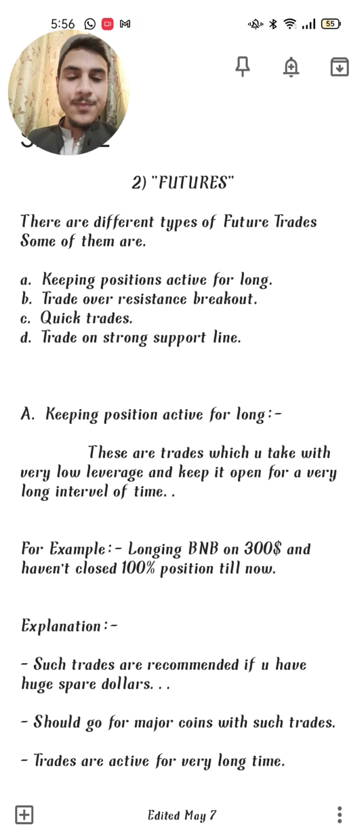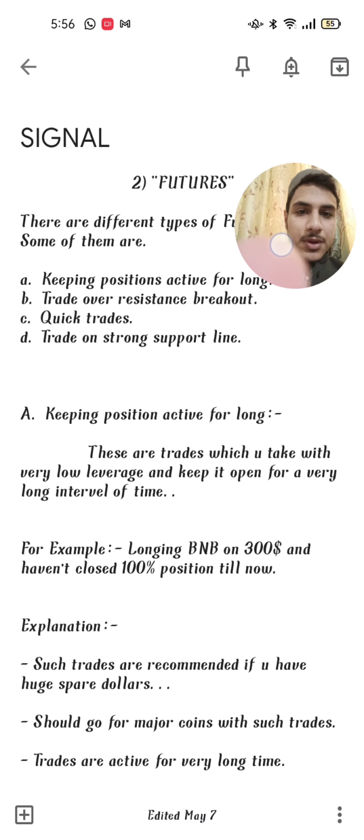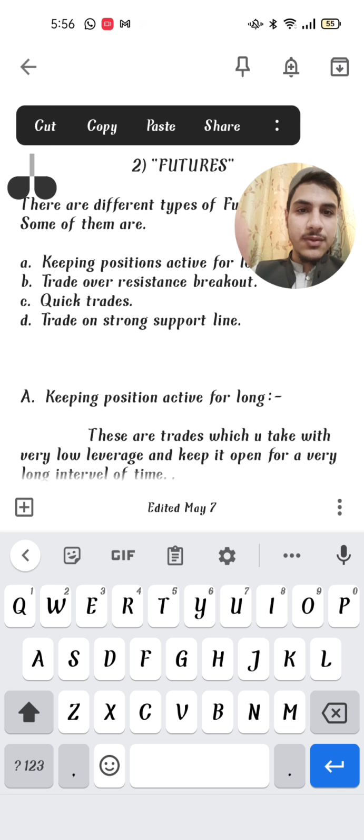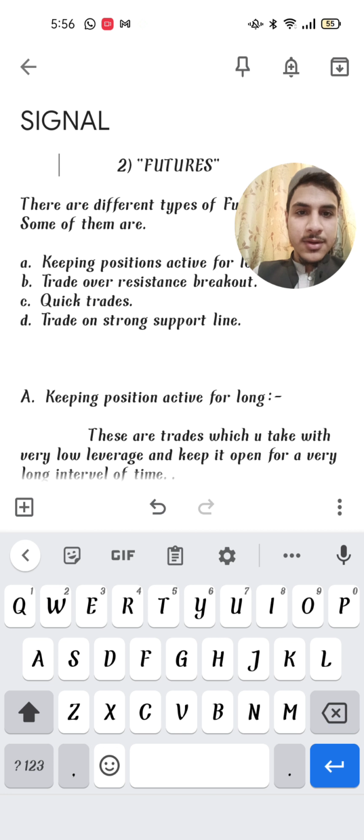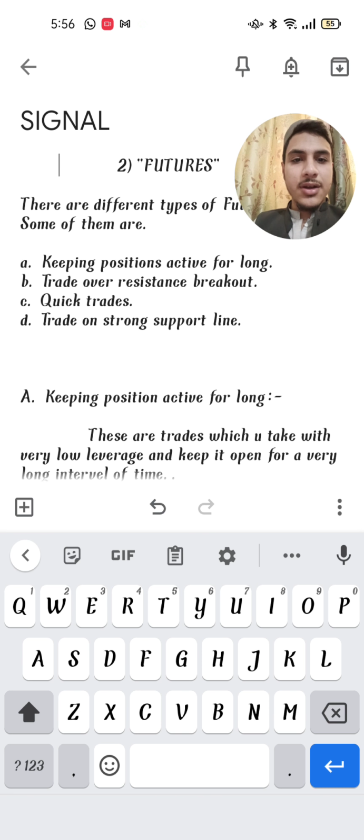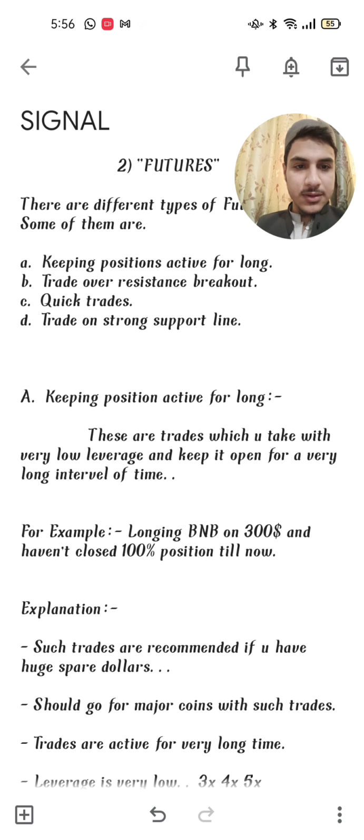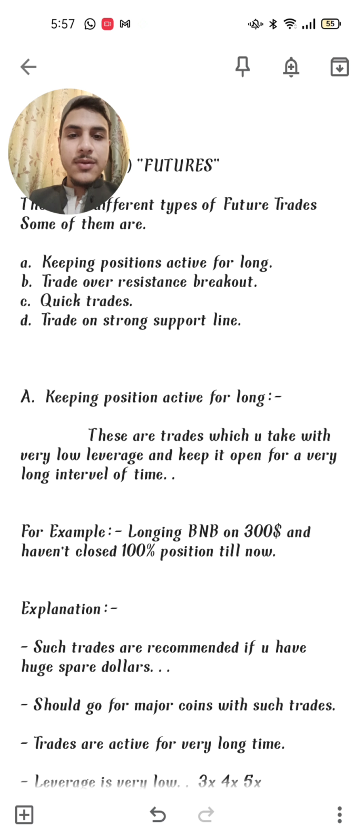Let's start the video. In futures trading, TMAC will be giving you signals, different signals, and there will be different types of futures signals. Amongst them, I've categorized the four main types. There are also many more types, but the main four types are these. We'll be giving only these four types of signals. Number one is keeping position active for long. Number two, trade over resistance breakout. Number three, quick trades. And number four, trade on strong support line.